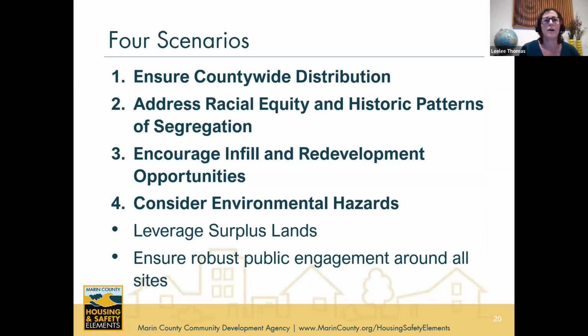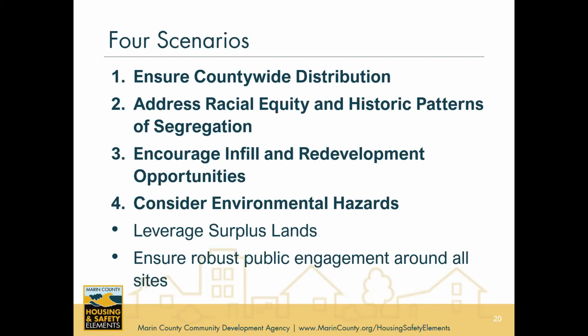So what we have done is, using the guiding principles, we have established 4 different site scenarios where we've combined a number of those different sites. One was ensuring countywide distribution. So in that model, we really tried to make sure that there was an equal distribution in the north part of the county, the west part, the south, and the central part of the county. Another one, we really focused on the racial equity and historic patterns of segregation. So in that scenario, we proposed not having any of our lower income housing in areas that already had a higher concentration of poverty or a higher percentage of people of color in those neighborhoods. So it was really focusing on having our lower income housing in what the state calls areas of opportunity.